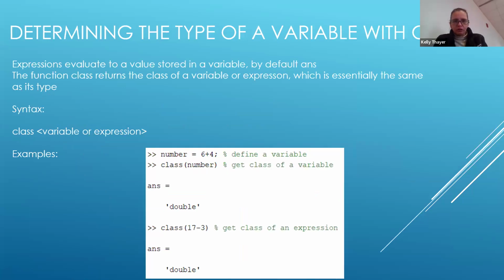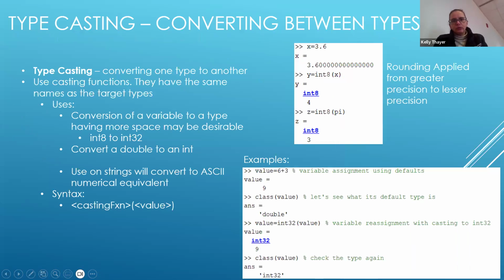So you can determine the type of a variable with the class. You can simply do a class and then you supply the thing that you want to know what it is. So in this case, we're going to see that this is a double precision. And you can also put expressions in the class to figure out what they are. Suppose you're not happy with the type that it is. Well, you can do type casting. That is to convert one type to another type. You can use casting functions and they have the same names as the target types.